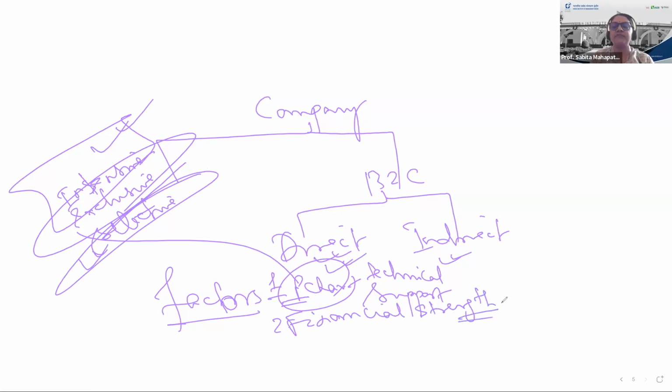If the company is financially very strong, it can afford to go for different channels. Why? Because each channel will ask for margins, and you need to invest money when you go for a channel. So depending on its financial strength, the company may go for a long channel, a channel which has more coverage, almost everywhere, national, pan-India, regional.